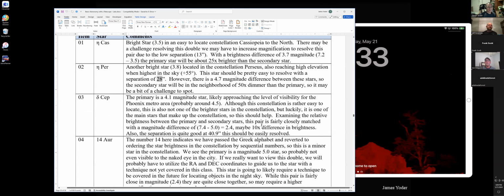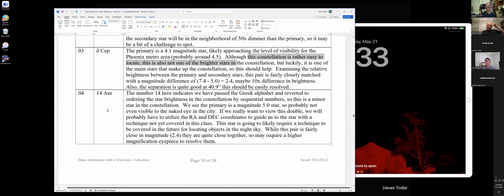Here's Delta Cepheus, a magnitude 4.1 star. That's getting to the limit of what you can see in the city with the naked eye. This constellation is rather easy to locate. It's not one of the brightest stars, but it's one of the main stars that make up the constellation, so that should help. The difference in brightness between the two is 2.4 magnitudes, which is about 10 times difference in brightness. Also, the separation is 40.9, so it should be easy to identify that.